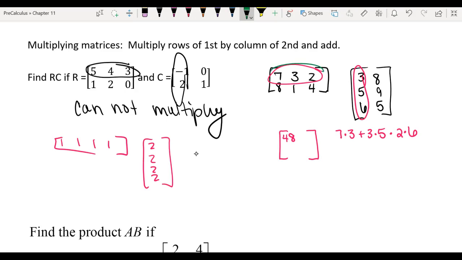Then you're going to multiply these 3 by the second 3. So then I get 7 times 8 plus 3 times 9. Oh, this should be a plus, sorry. Plus 2 times 5. So that's 56 plus 27 plus 10, which is 93. And that goes here.